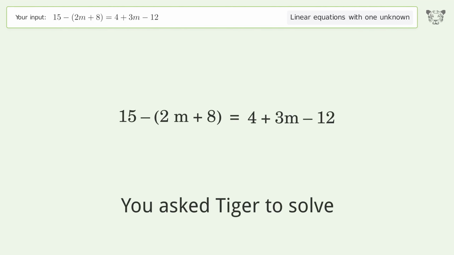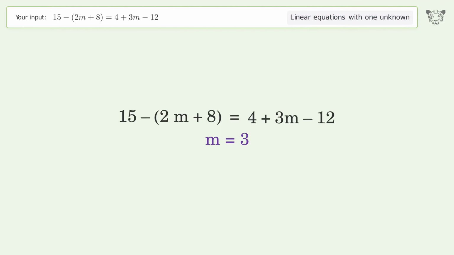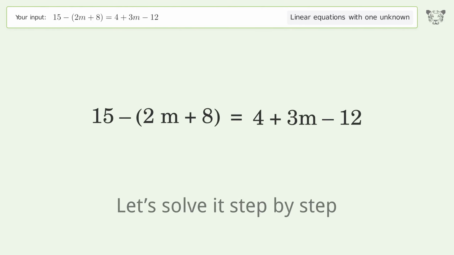You ask Tiger to solve this. It deals with linear equations with one unknown. The final result is m equals 3. Let's solve it step by step.